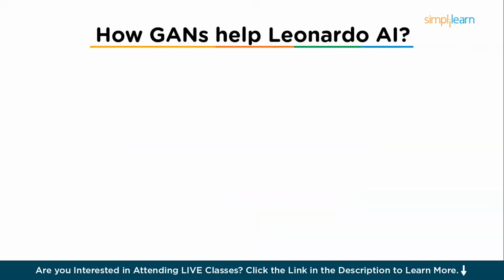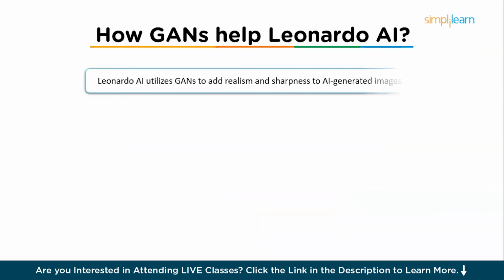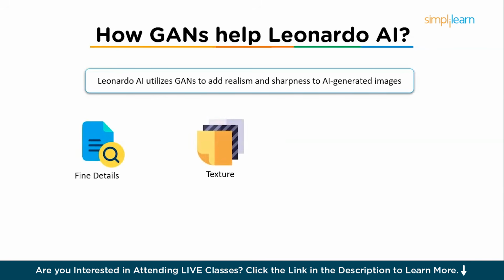Now moving on, we will understand how GANs help Leonardo AI. So Leonardo AI utilizes GANs to add realism and sharpness to the AI-generated images. While the diffusion model lays the foundation, GANs step in to enhance the fine details, improve textures, and correct the inconsistencies. So this is particularly useful when generating faces, human figures, lighting effects, and photorealistic environments.